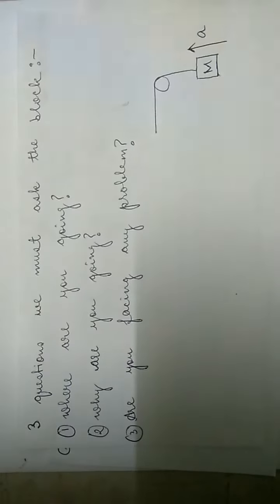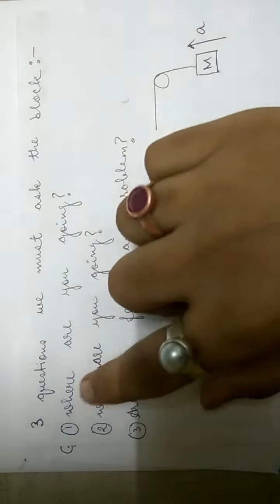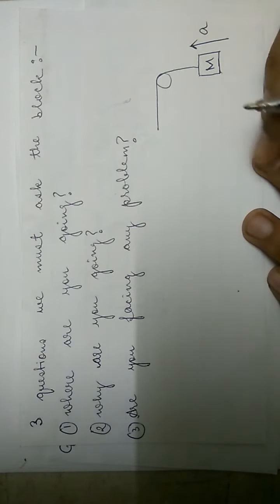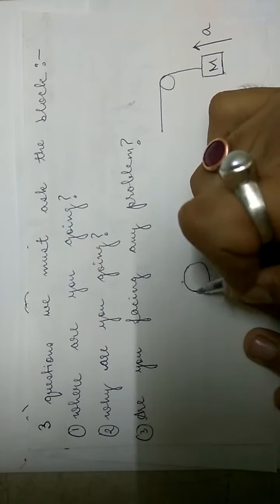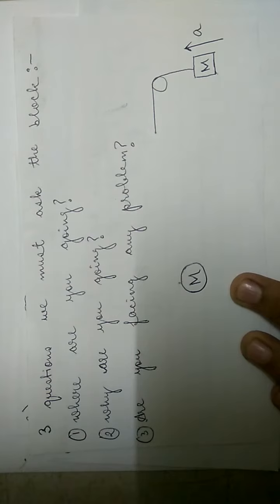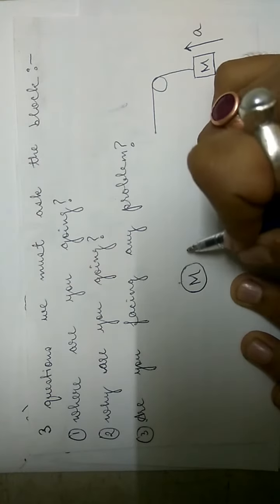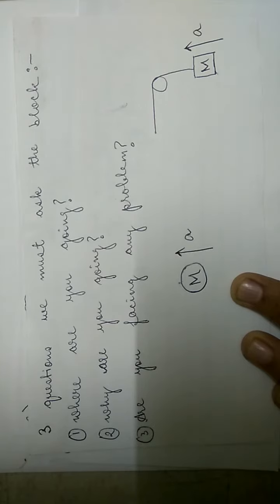Now, so as to solve these kinds of questions, we need to ask the block 3 questions. The first question will be, where are you going? We have the same figure here and we need to draw the FBD of the block. Let us have mass M here, right? We are going to draw the FBD. The block says it's going up as it is given the acceleration is A here.